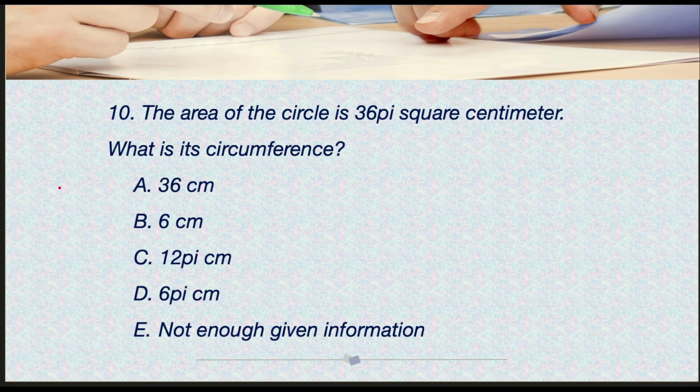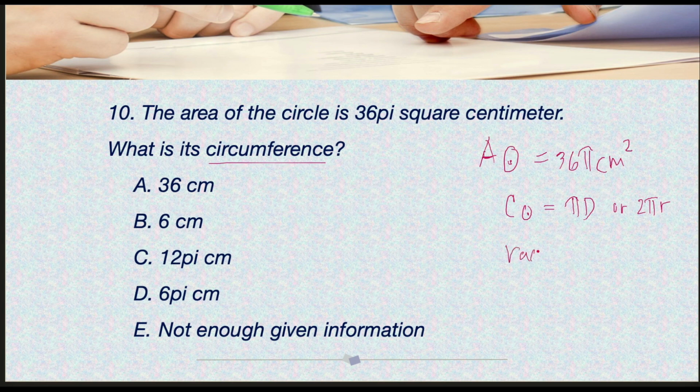Okay, so number 10 here, the area of the circle is 36 pi square centimeter. So the area of the circle is equal to 36 pi centimeter squared. I have rewritten that one in a mathematical form. What is its circumference? The given is the area, but what is asked is the circumference. So circumference of the circle is equal to pi d or 2 pi r. That's the formula for the circumference. So before we can answer this question, we need to find the radius.